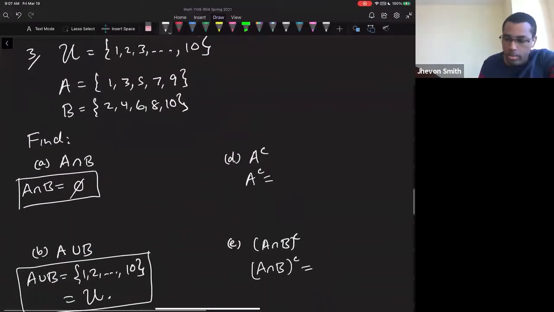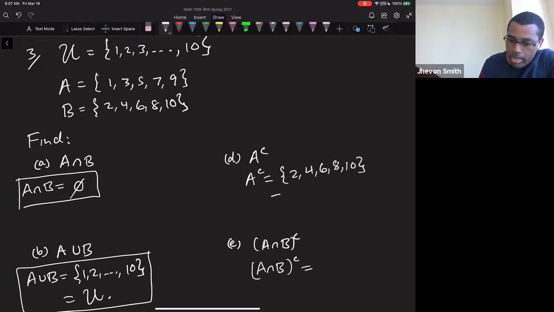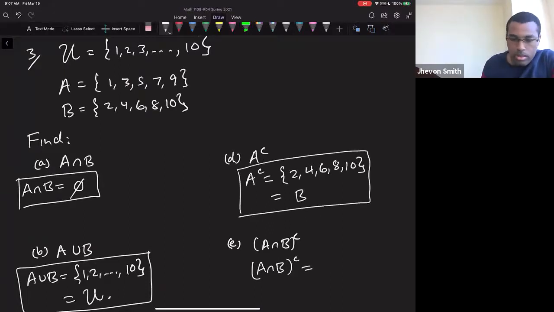A complement? It's actually B, right? So it's everything that's in the universe, not that. It's everything that's in the universe, but it's not in A at the same time. You'll notice that that's just the elements in B. So I go into U, and then I ignore everything that's in A, and that's what's in A complement.